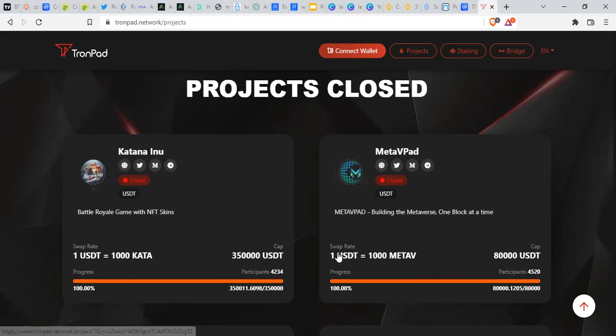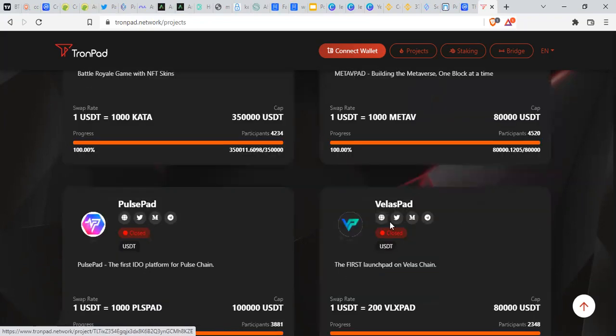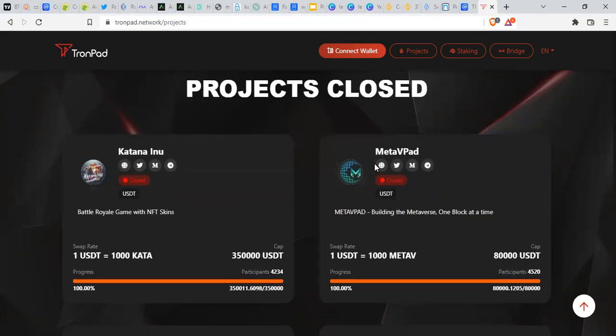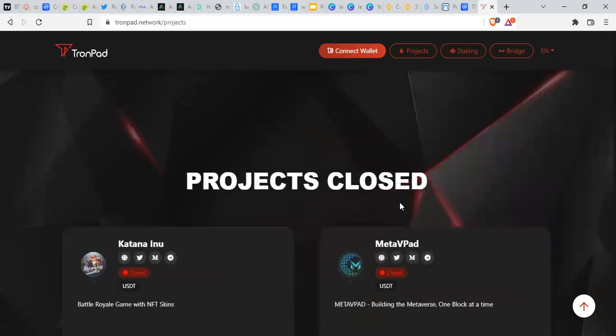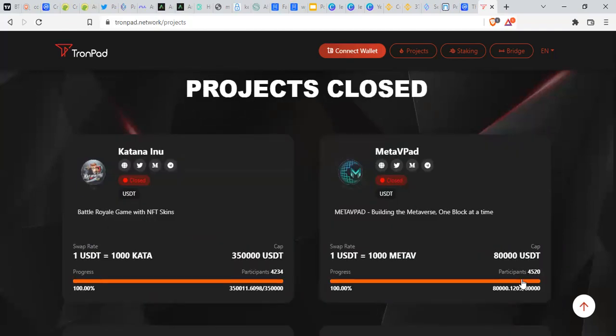This token, 1 will give you 1,000, which simply means 20 is going to give you 20,000. And this token was launched more than a month ago. Yeah, let's say a month or 2 months ago. So let's take a closer look at this.